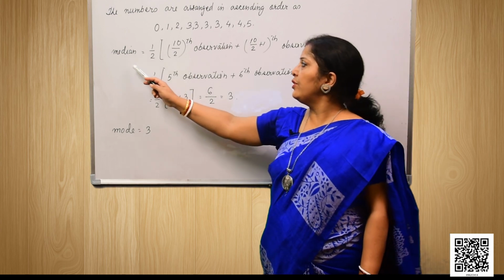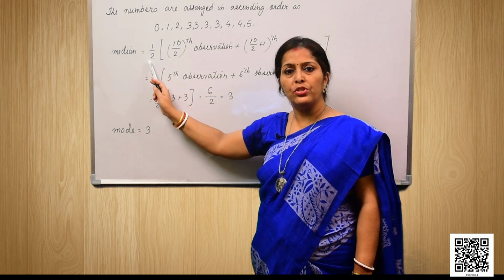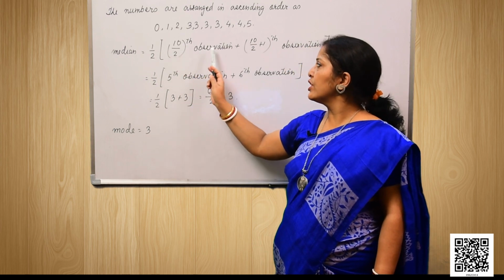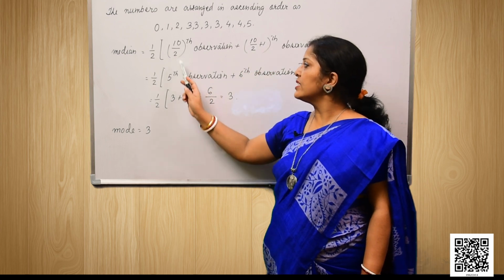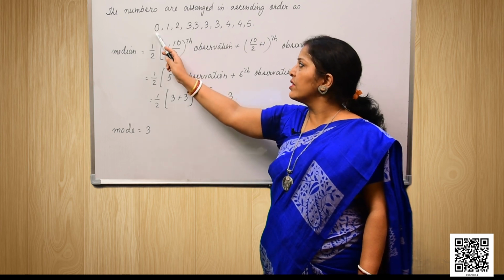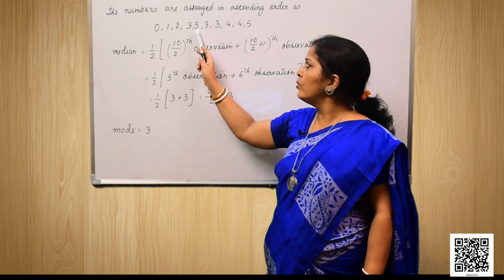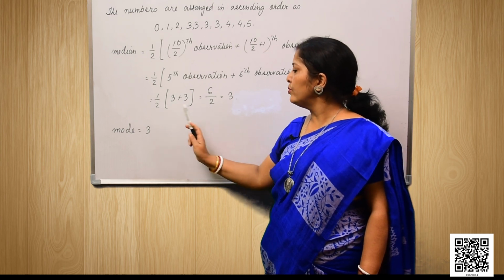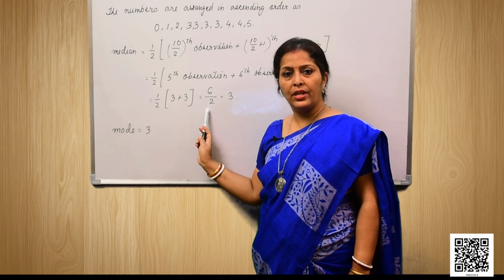So for that we need to use the second formula, that is 1 by 2, which is used to find the mean of the two observations: the 10 by 2th observation plus the 10 by 2 plus 1th observation, which is the 5th observation plus the 6th observation. Here our 5th observation is 3 and the next is 3. These are the 5th and 6th observations. So they are 3 plus 3 by 2, so the answer is 3. So we can say that our median is 3.